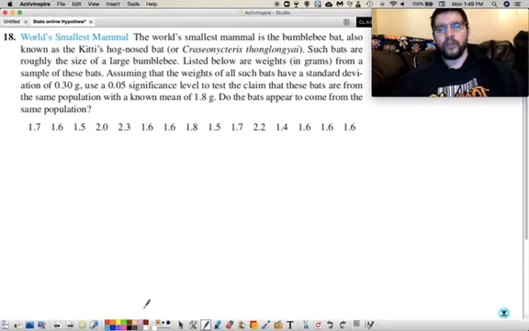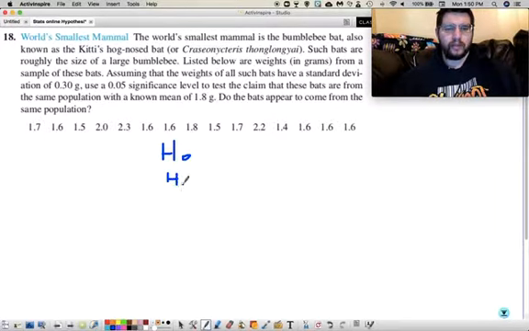So again, I said I'm only going to do data one way. I'm going to use the TI. This problem gives us data, so find the average, find X bar of all this data. And that's going to be your second step after writing down the hypotheses.